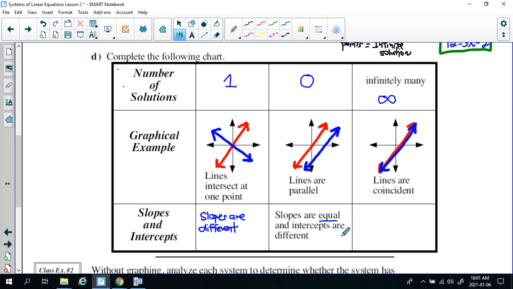Now, how do their slopes and intercepts compare? Well, these lines are the exact same line. If it's the exact same line, they have to have equal slopes and the same intercepts.